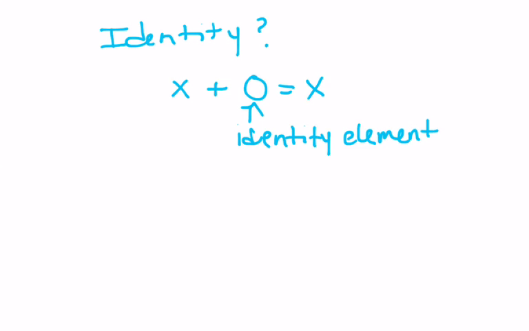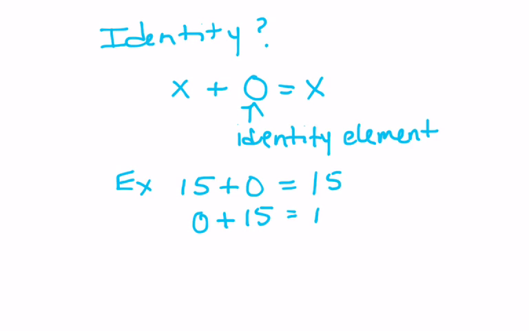Right, it's something in the set of real numbers that doesn't change the value of other real numbers when it's added to it. Okay, so for example, 15 plus 0 equals 15. Right, and notice also 0 plus 15 is 15. And we know that because of the commutative property, but if you had a system that wasn't commutative, then you would still want to check and make sure that that's a true fact.